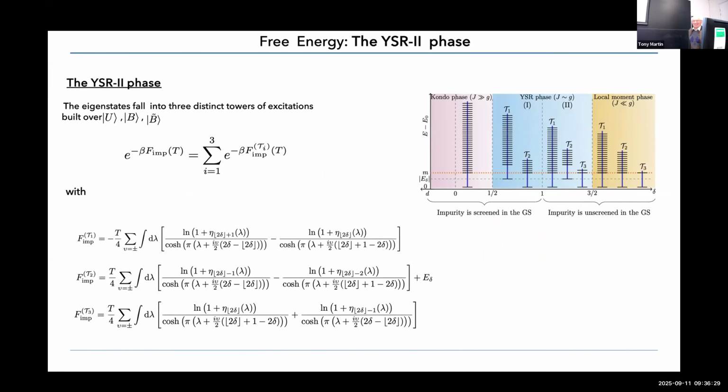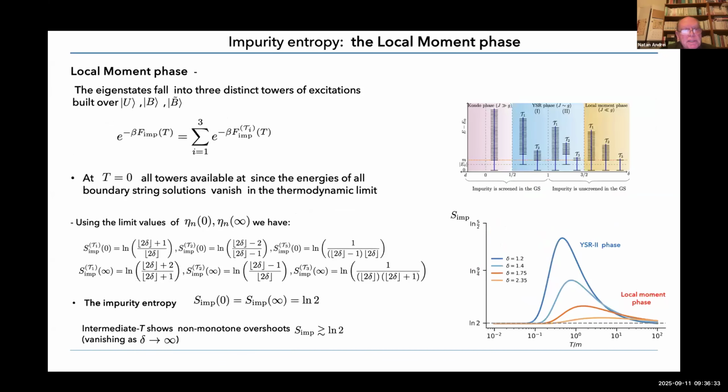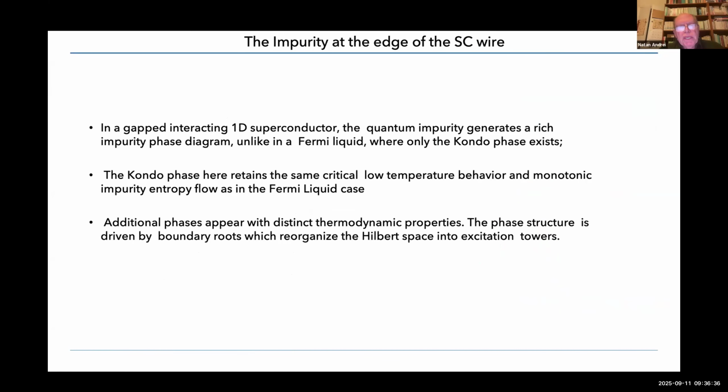Well, at most. Okay, so we have, again, the other phases, local moment, similar things occur. So let me summarize the first half of my talk. In a gapped one-dimensional superconductor, the quantum impurity generates a rich phase diagram, unlike the Fermi liquid, where only the Kondo phase exists. Here, the Kondo phase retains the same critical behavior as before, but additional phases appear with distinct thermodynamic properties, and the phase structure is driven by the boundary roots, which reorganize the Hilbert space into excitation towers.